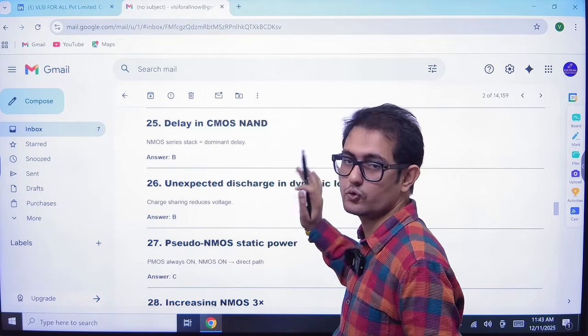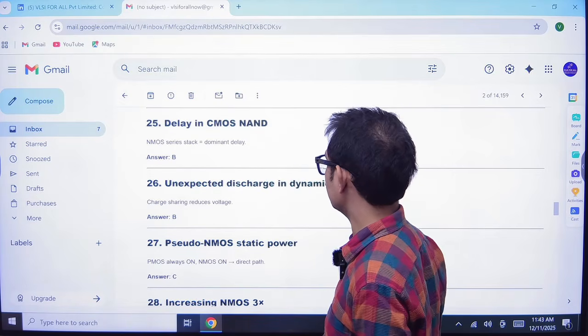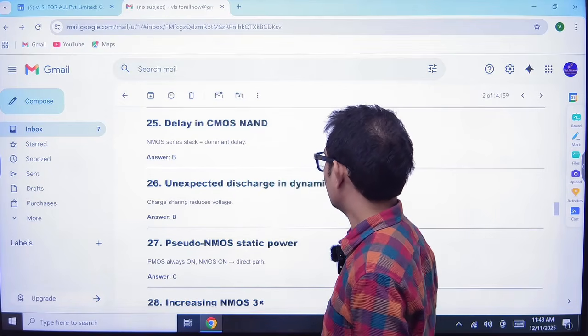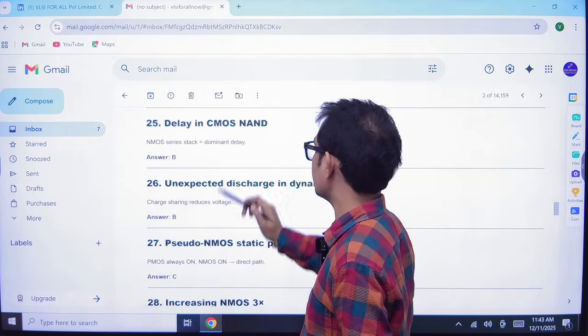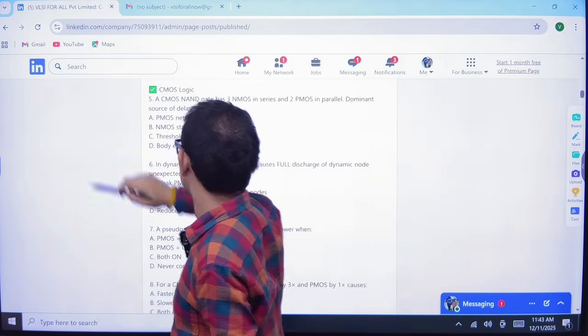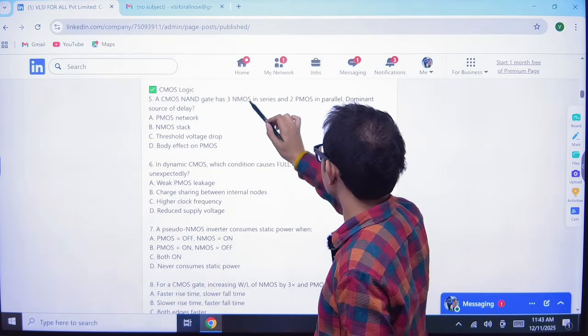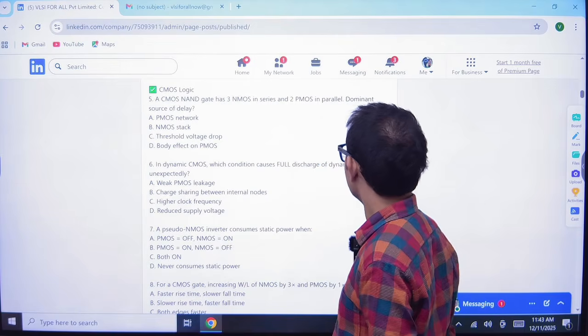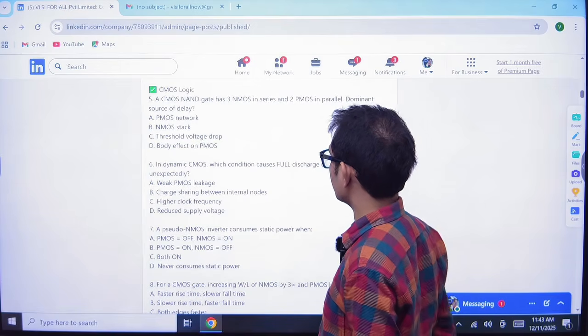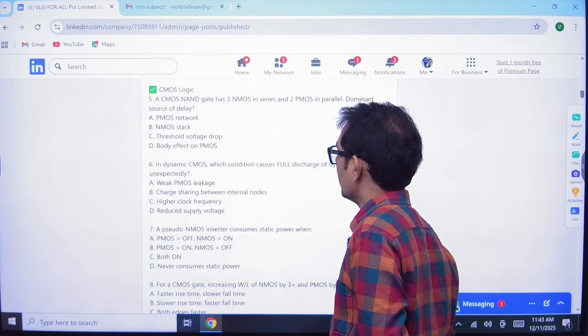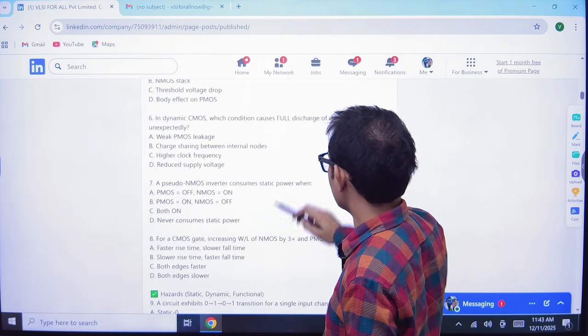So this is one new concept for you. You can just check it once also. Dominant delay in the NMOS series stack. Because in series also, it has the dominant factor here, the NMOS stack. This is one new concept.